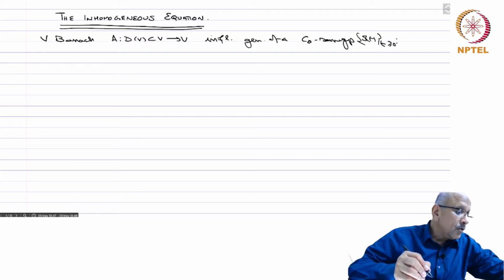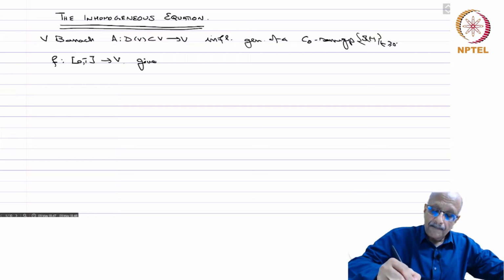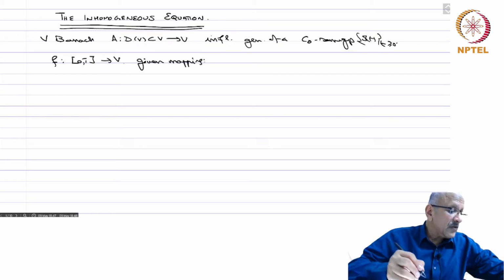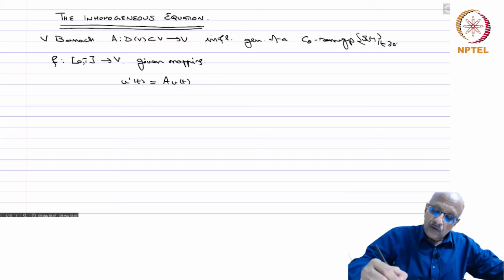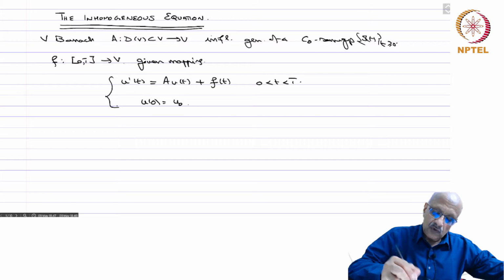So, now we consider a function f from [0, T] into V, a given mapping. We investigate the solutions of the following equation: u'(t) = A u(t). This is what we are looking for. Now, we will have an extra term f(t), for 0 < t < T, with u(0) = u0. Okay. So, this is the equation which we want to look at.